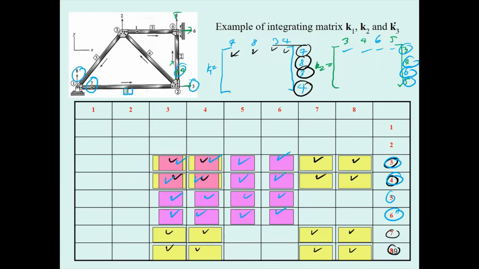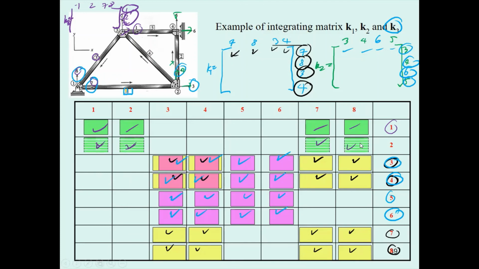Now, the last one is K3. K3 is here. K3 is going to be 1, 2, 7, 8. You got to put it. And then you go to number 1. Number 1 is here: 1, 2, 7, 8. And then go to number 2: 1, 2, 7, 8.